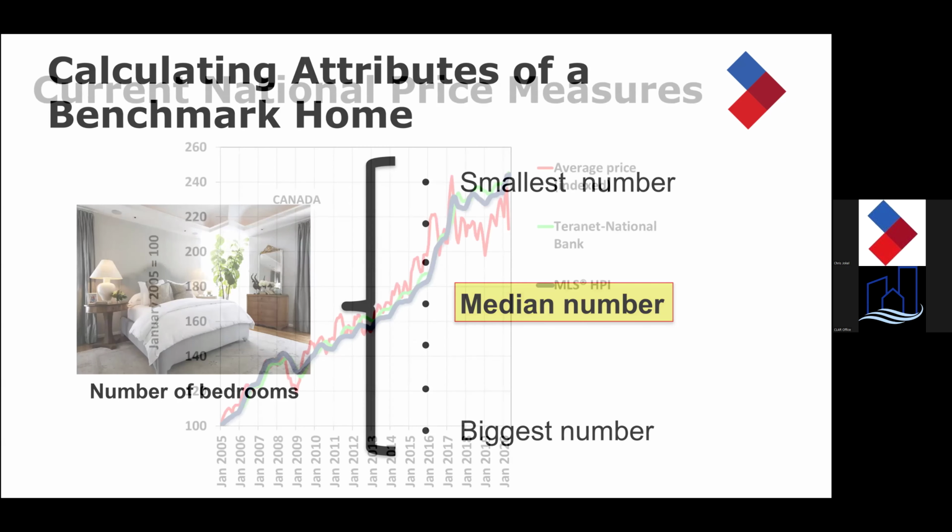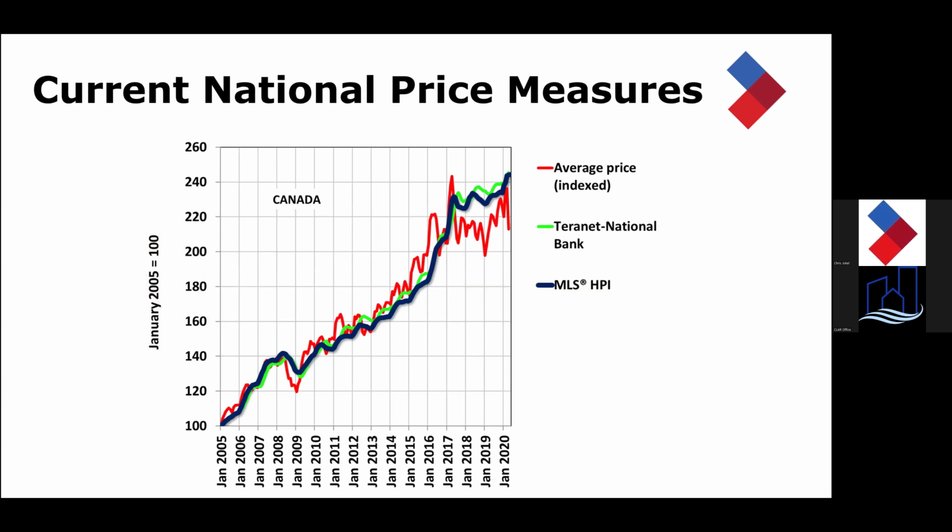Now, we've already touched on why the HPI is the superior price measure, and now let's look at some examples of that. So these are the major price measures currently available at the national level. They've all been indexed to January 2005, which is the starting point of the HPI. Now, the average price is the most commonly quoted measure, but as we've already covered, it's also the one that displays the most volatility. Now, the Teranet National Bank House Price Index follows a similar trend as the HPI, but you'll notice it does so with a lag.